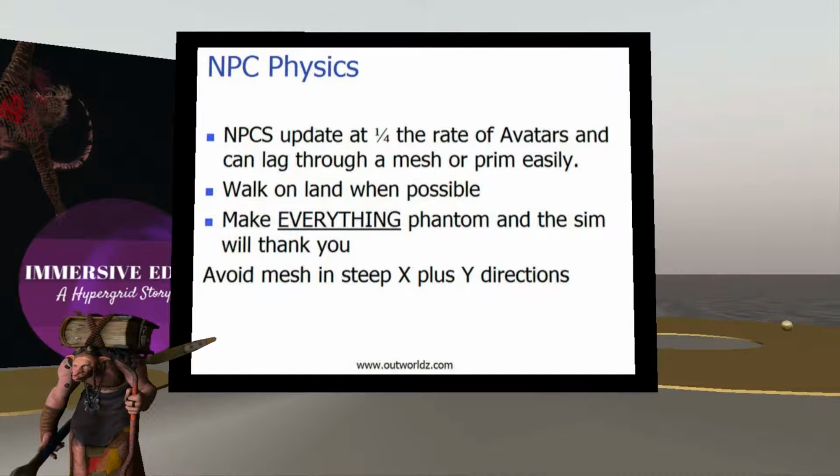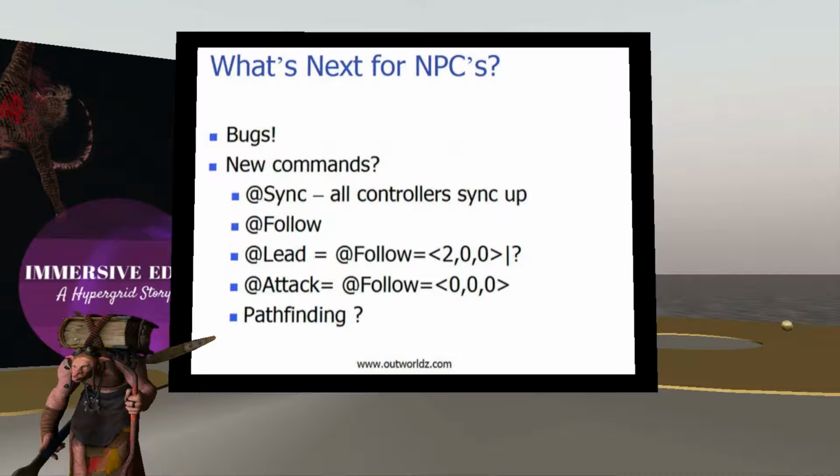NPCs don't update as quickly as avatars, so they will fall through things like mesh and floors, particularly if it's twisted in the X and the Y direction. Watch out for that. In the Oh Frankie game, I moved land up underneath various things. I went through scenes 3 and 9, got rid of almost all of the mesh by making it prims, made it flat, and then the NPCs work a lot smoother. They don't jump in the air and hop like they used to. If you would, another one, please. Nora, thank you.